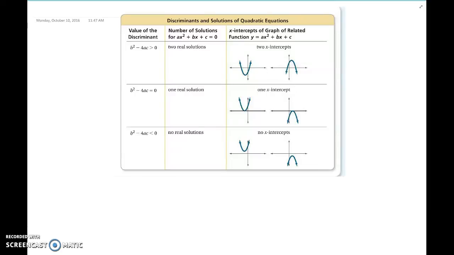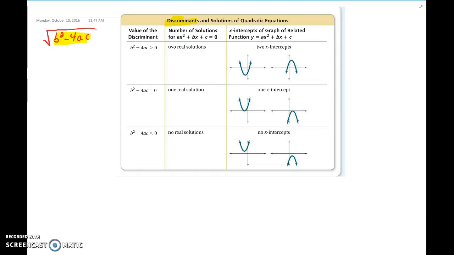All right, so the next thing we're going to talk about in section 6 is our discriminants. We can use the discriminants to identify how many solutions we're going to have. When we're using our discriminant, we are focusing on what's underneath the square root in our quadratic formula, the b squared minus 4ac. That is all that we're focusing on, the b squared minus 4ac.